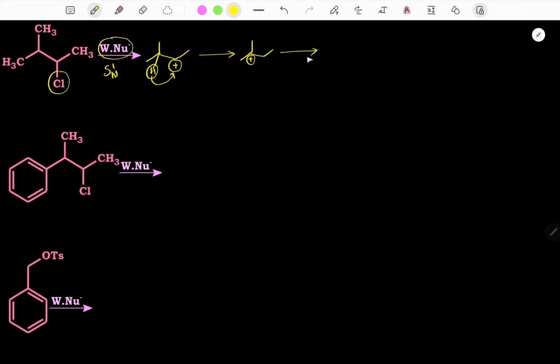Now the stable carbocation reacts with the weak nucleophile and the corresponding product is like this. So it is an SN1 example.